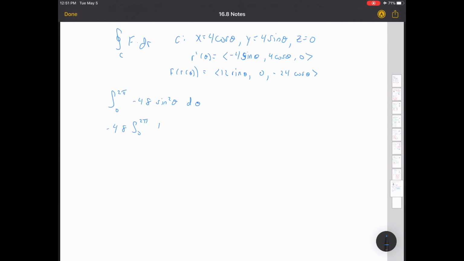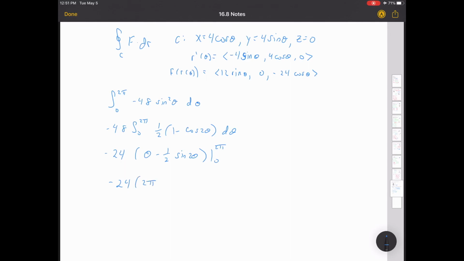Reducing sine squared is 1/2 times 1 minus cosine of twice the angle, which is 2 theta, d theta. Pull that 1/2 out to the front, we're going to get a negative 24. Taking the antiderivative, we now get theta minus, don't forget the 1/2 sine of 2 theta from 0 to 2 pi. So plugging in 2 pi, we're going to get a negative 24 out front.